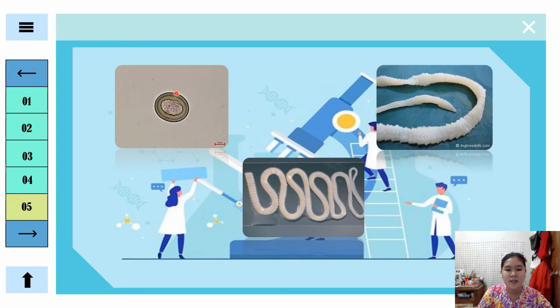So first, we have its egg. This is the egg of the Taenia saginata. It's still small, but then when it grows bigger it looks like this. This is the adult worm of Taenia saginata. It looks like a washing machine hose but flattened, and it can measure up to 10 meters long. So, it's long too.